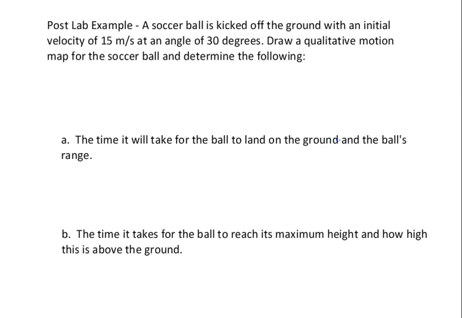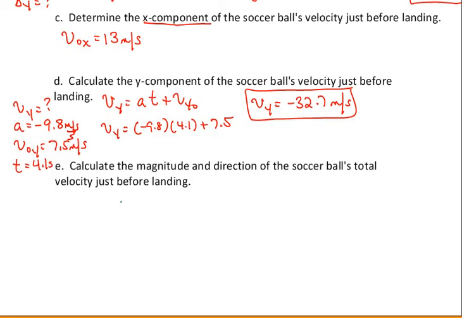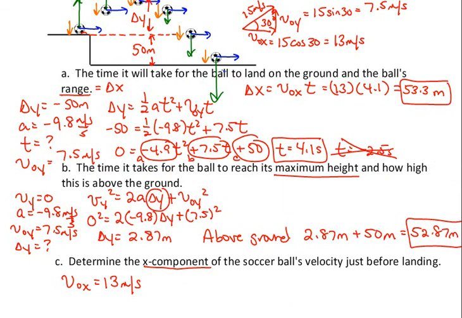Alright, the final thing we're looking for in this problem is the magnitude, in other words the size, and direction of the ball's total velocity just before landing. So let's think about what the ball's doing just before it lands. Let's look at our motion map up above. We're looking at this picture of it right here. It's moving rightward with a horizontal velocity component of 13 meters per second, and that's this component right here, and now we know the vertical component, this component right here, is negative 32.7.